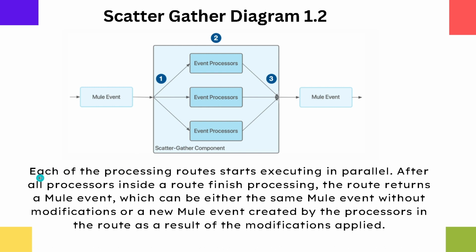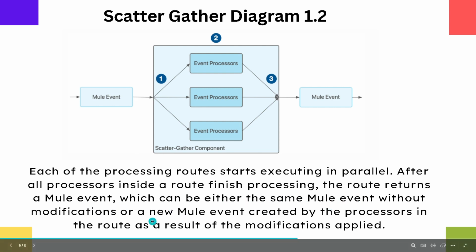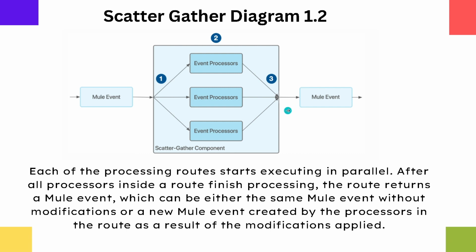It is written here: each of the processing routes starts executing in parallel. After all processors inside a route finish processing, the route returns a Mule event, which can either be the same Mule event without modifications, or a new Mule event created by the processors in the route as a result of modifications applied. So it can be the same also, or it can be modified as well, based on how we are processing it inside this processing phase.